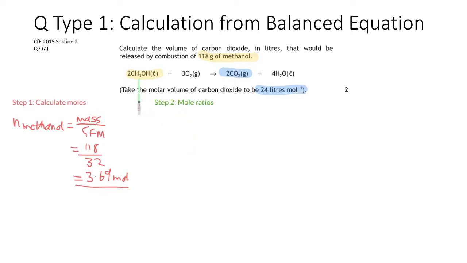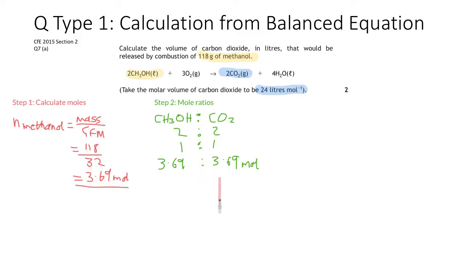Our second step, we are going to use our balanced equation to compare the mole ratios of methanol to carbon dioxide to allow us to calculate the moles of carbon dioxide from the moles of methanol. Now the mole ratio from the balanced equation is 2 to 2, which of course simplifies to 1 to 1. So if we've got 3.69 moles of methanol, we should, in an ideal world, produce 3.69 moles of carbon dioxide.